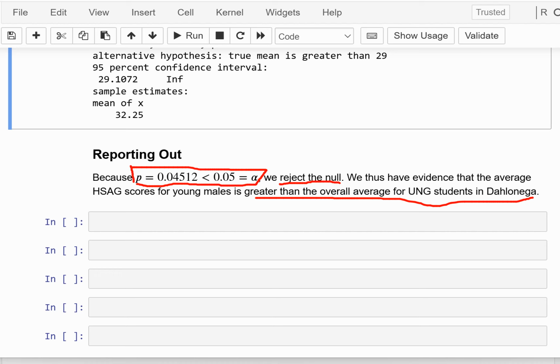You want the evidence, or p-value compared to alpha. You want reject the null or fail to reject the null, the statistical conclusion. And third, you want the research conclusion, like what is true after we've taken everything into account. The statistics, the original question, the sample data, what is true.